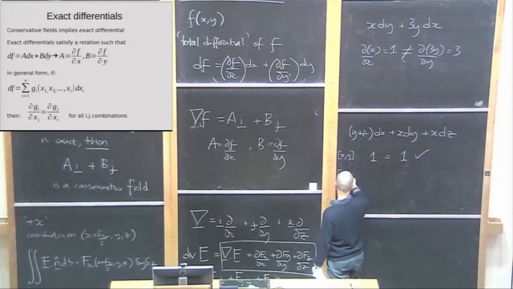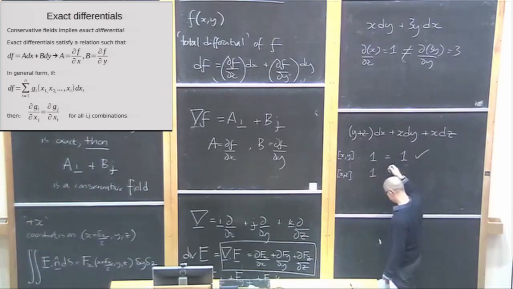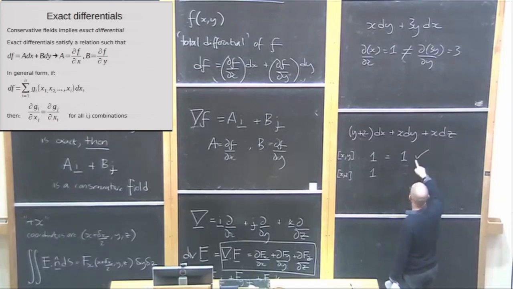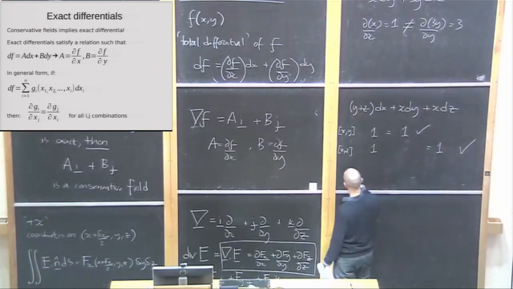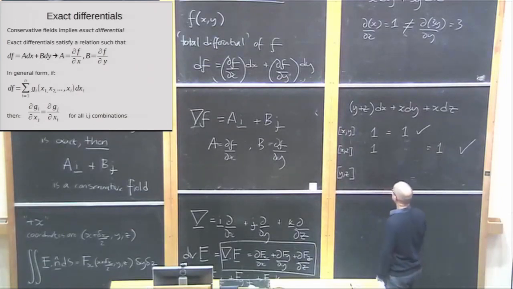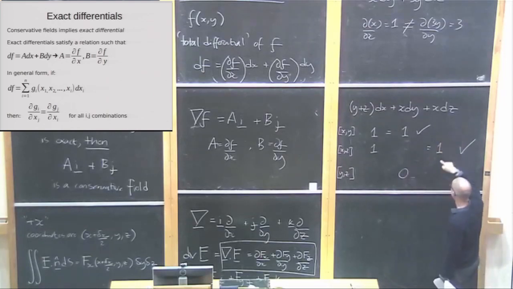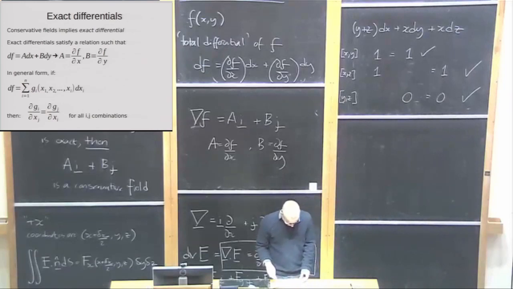I'll now compare x with z. So I differentiate my x term with respect to z, that's 1. And I differentiate my z term with respect to x, and that passes the test as well. And then finally, I compare the y and z terms. I differentiate my y term with respect to z, that's 0, and I differentiate my z term with respect to y, that's 0, and there we are. We pass all 3 tests, and therefore this is an exact differential.